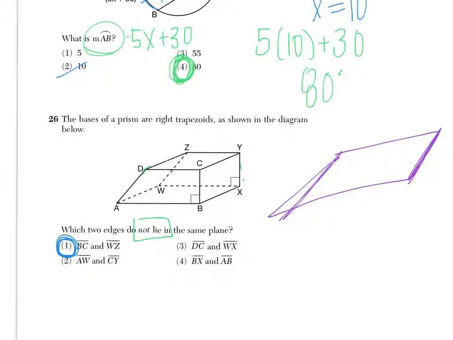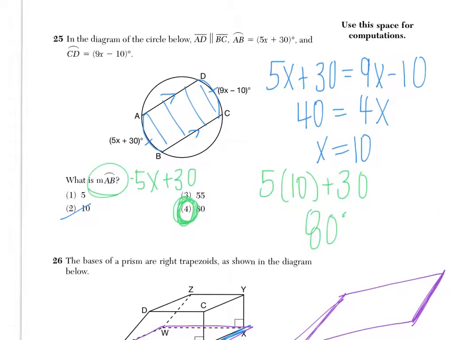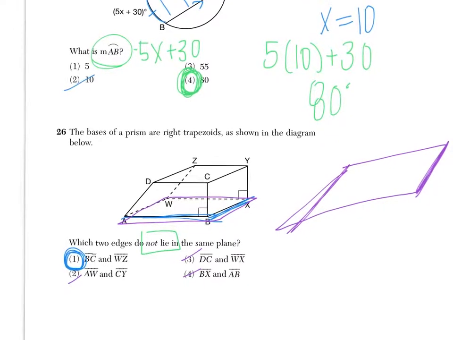Number 3 says DC and WX. Again, same deal here. We could connect to make this rectangular plane that encompasses both DC and WX. And the last choice, number 4, says that we have BX and AB. It's very clear that those are on the same plane. They're on that base, AWXB. So again, choice here is number 1. Final answers, we have number 25 is choice 4, 26 is choice 1.